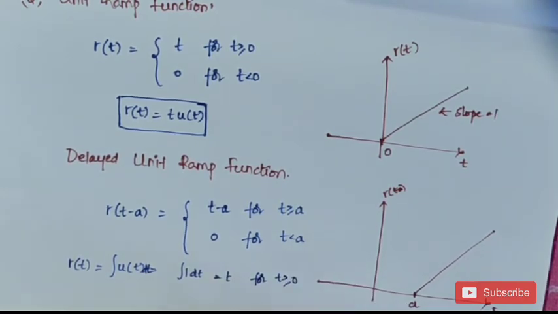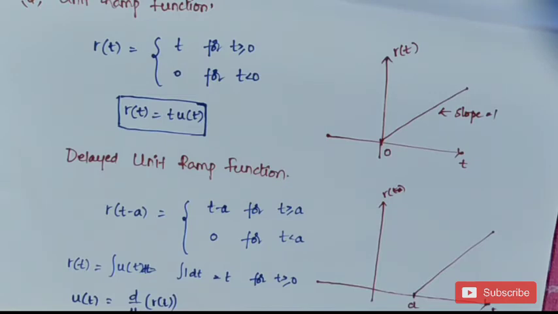So we can say that r of t is equal to the integral of u of t dt, or r of t is equal to t into u of t, or we can also write u of t is equal to d by dt of r of t. These are the two main relations. r of t can be defined as the integral of u of t dt, or u of t can be defined as the derivative of r of t.